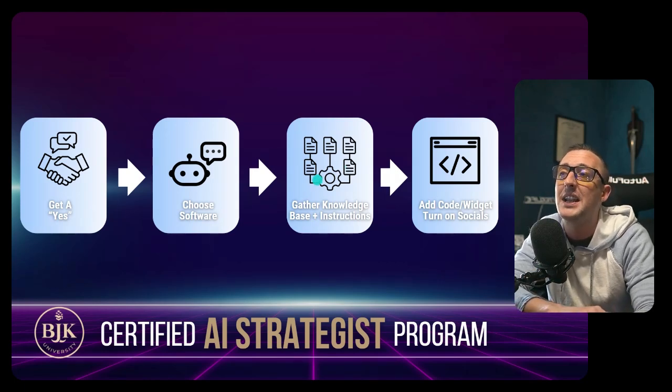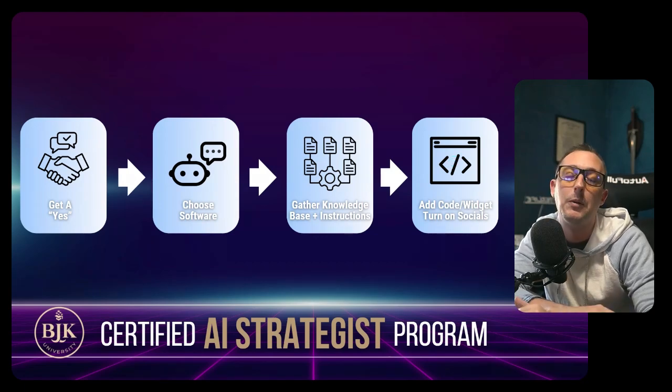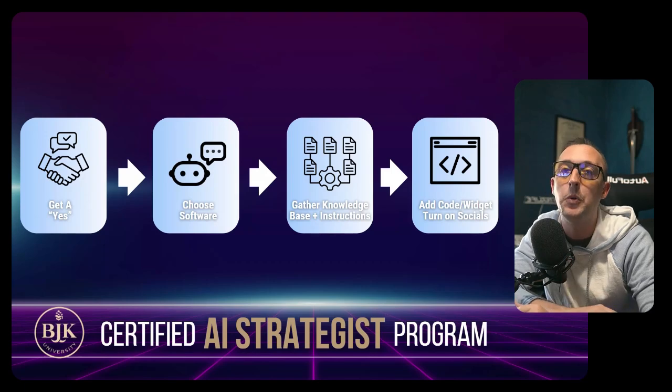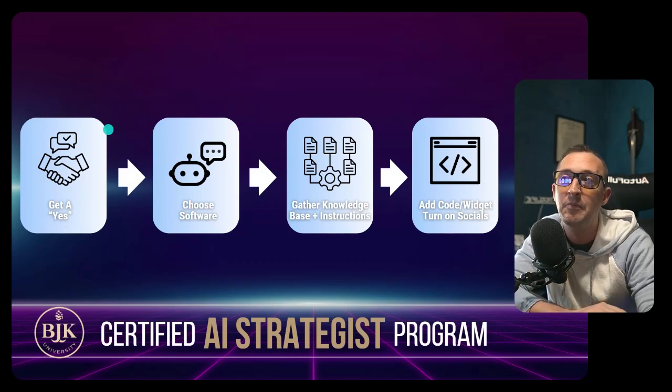And again, once you've got that, the only difference for voice is you would not add it to a widget or a code or social media. You would add it to a phone number. And the way you would do that is with a program like Twilio, some kind of phone service that would attach the voice agent to a phone number. And realistically, guys, this is the same thing for pretty much every piece of software that you have.